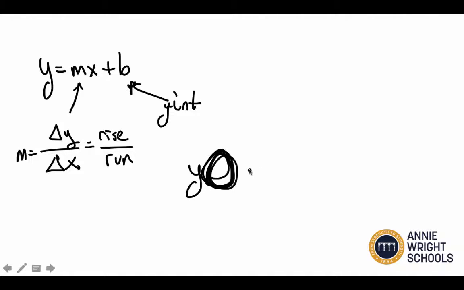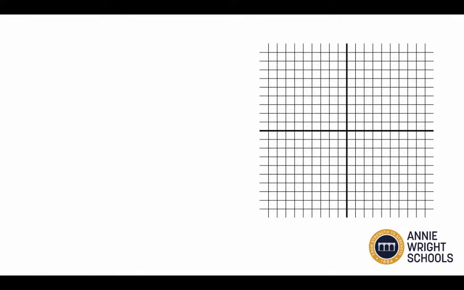So how do you graph something greater than or less than or greater than or equal to or less than or equal to? All right, so let's jump into an example. How would we graph this?